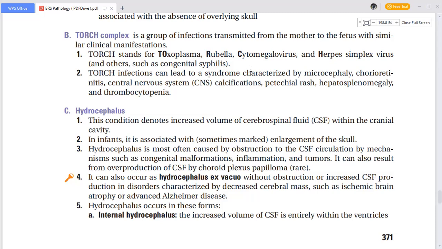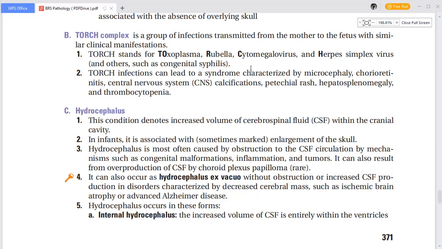That is called congenital hydrocephalus, if the baby is born with it, due to maybe those infections that we talked about, the TORCH infections. This condition is an increase in the volume of CSF within the cranial cavity. That is just what hydrocephalus is: elevated CSF in the cavities that we talked about. In infants, it is sometimes associated with marked enlargement of the skull.